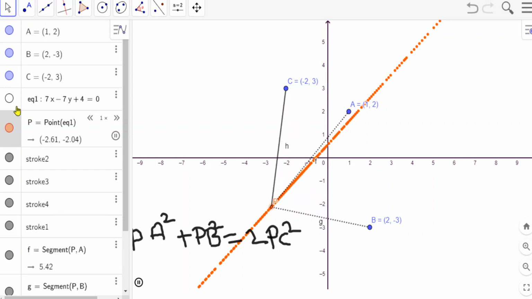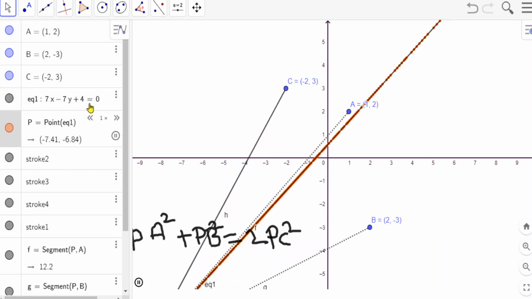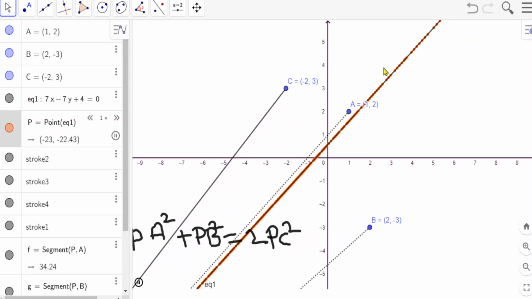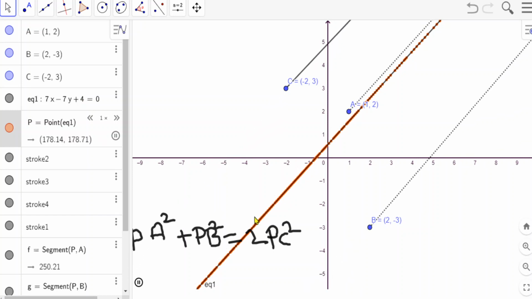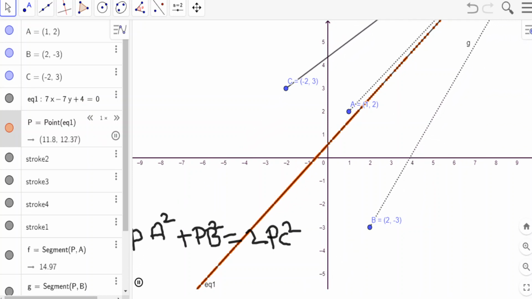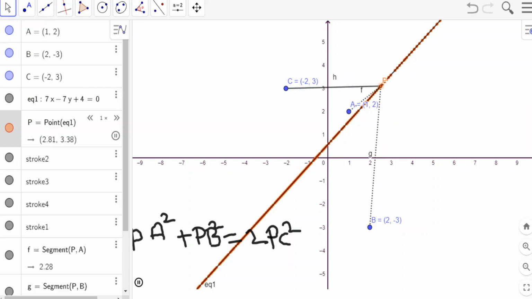Okay friends, now you see this is equation 1: 7x minus 7y plus 4 is equal to 0. So our line is the same line, yes or no? So is it clear for everyone? Verification is also clear, right?